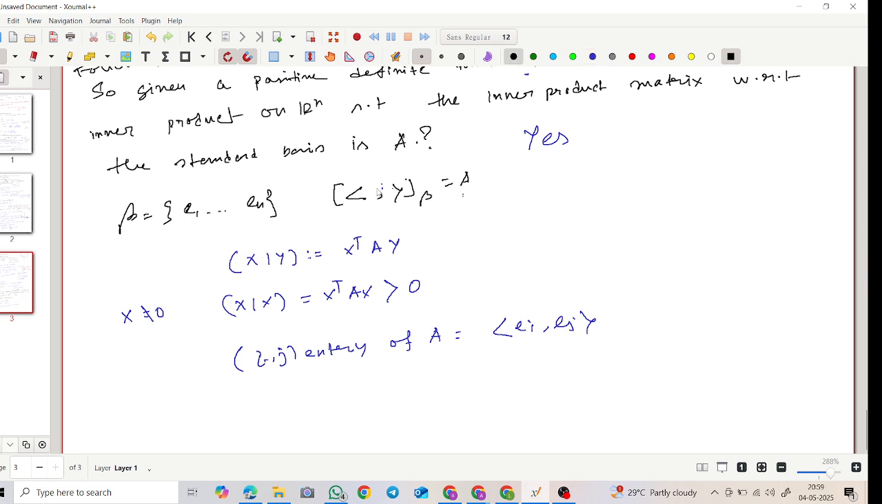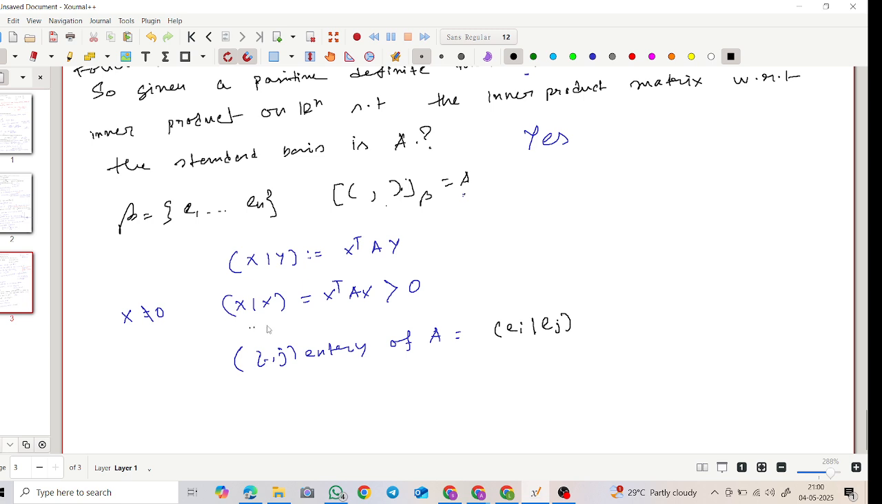No, I have used two different notations. Just a minute. Should have stuck to one notation. So the ijth entry of A will be this, right? So Ei, right? Don't think that this will be 0 or 1 because we are not taking the standard inner product anymore. We are taking the inner product defined on this, right?